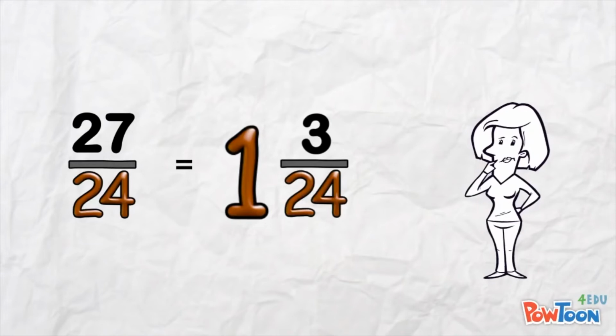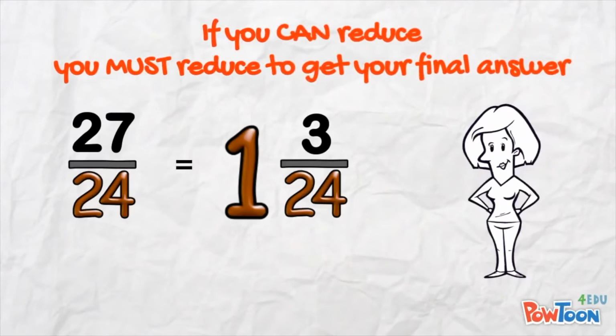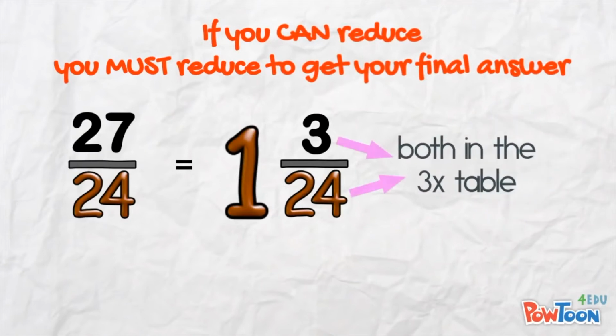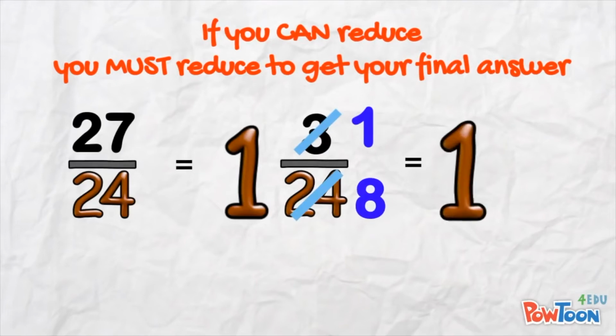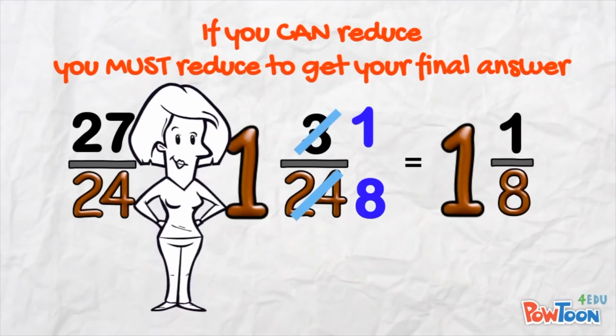Notice anything? Can we go further? Can we simplify this fraction part? Yes, we can. If you can reduce, you must reduce to get your final answer. 3 and 24 are both in the 3 times table, so we divide by 3. 3 divided by 3 is 1, and how many 3's in 24? 8 3's are 24, so our final answer is 1 and 1/8. Now it's time for you to go and put this into action as you keep building your math muscle.